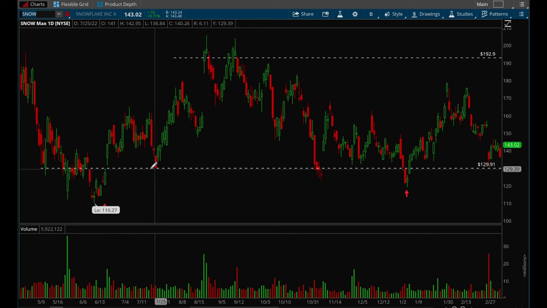And then over here is actually another example, right? This is the low, and then we undercut it again and bounce off. So again, it's buyable when we recover the previous low. So when we recover 136, you can buy it, stop loss over here.